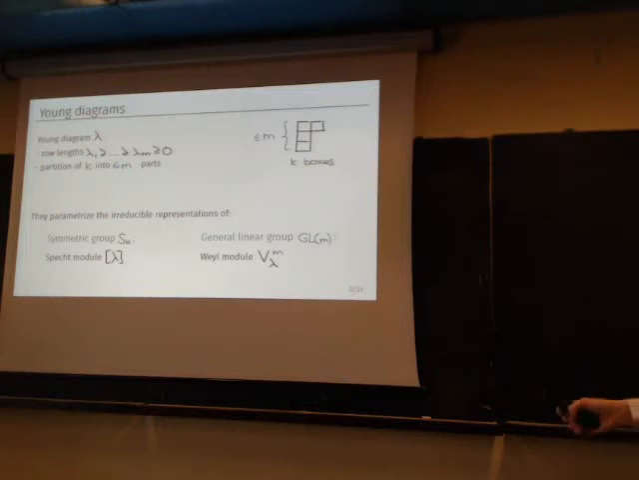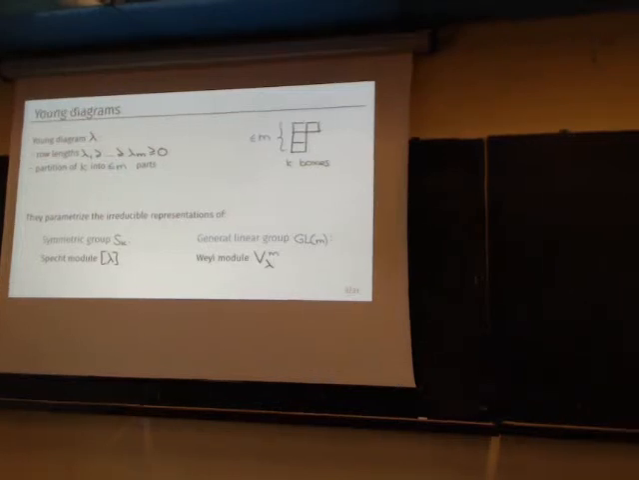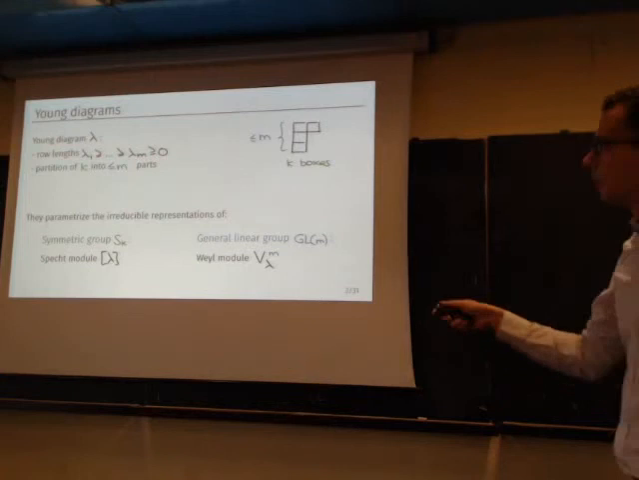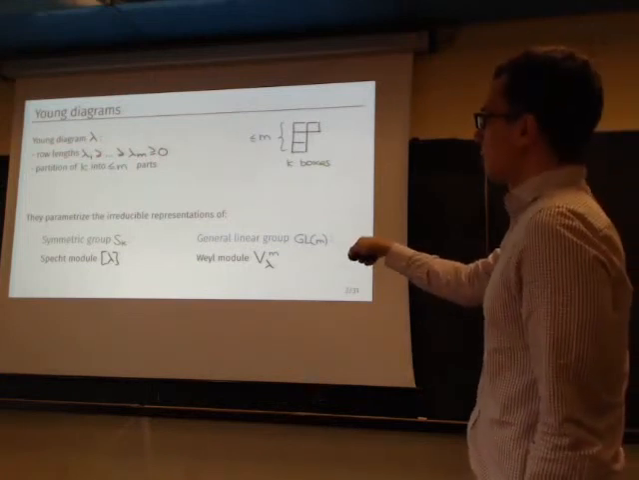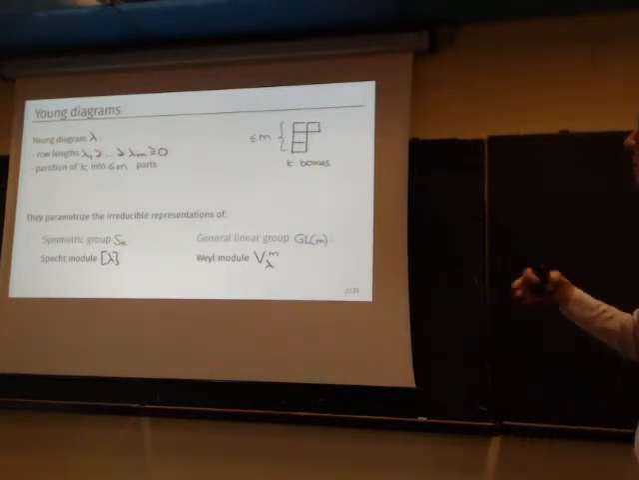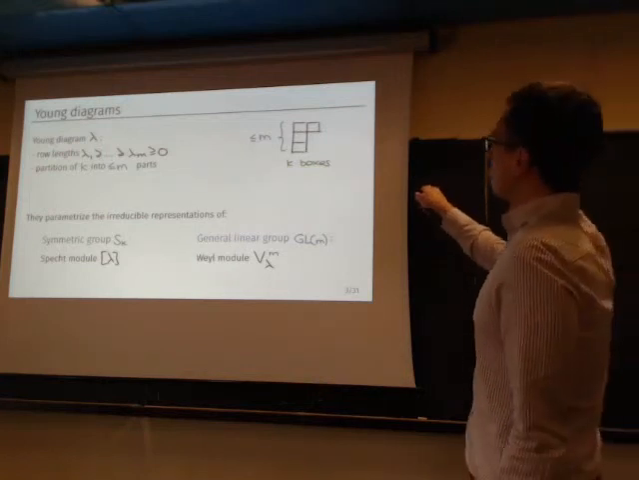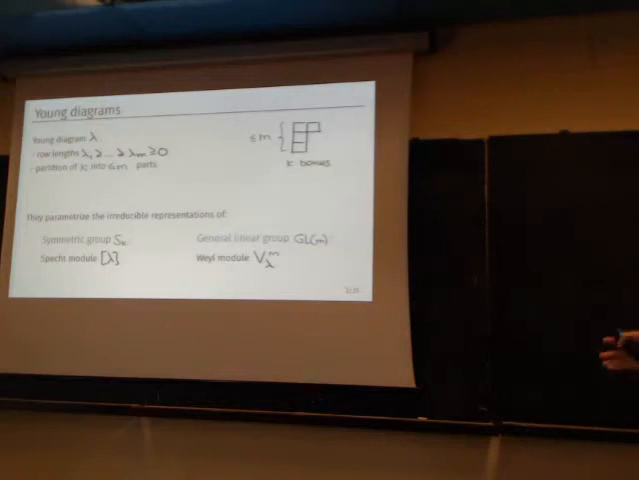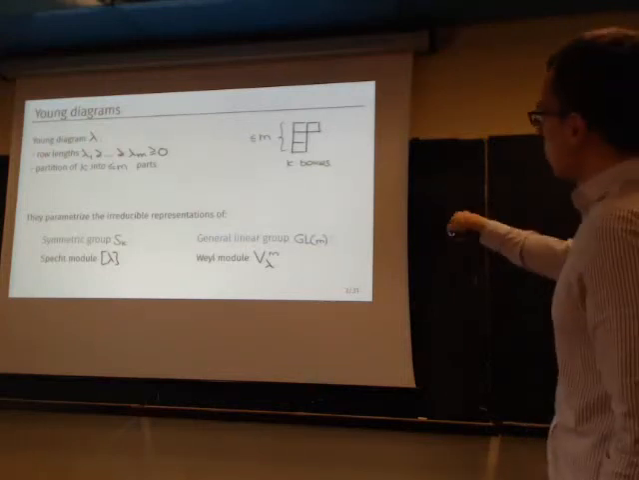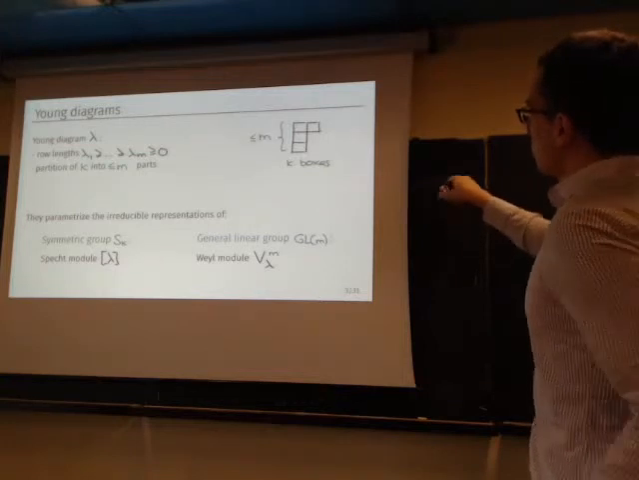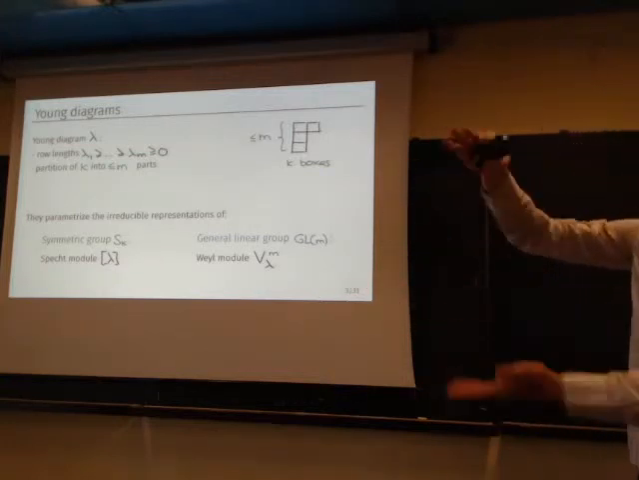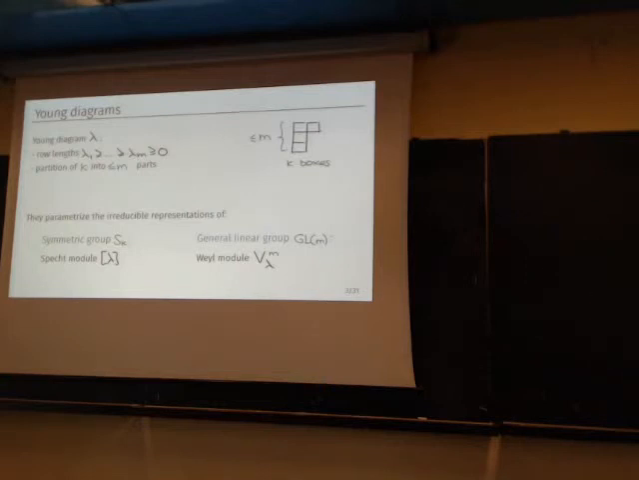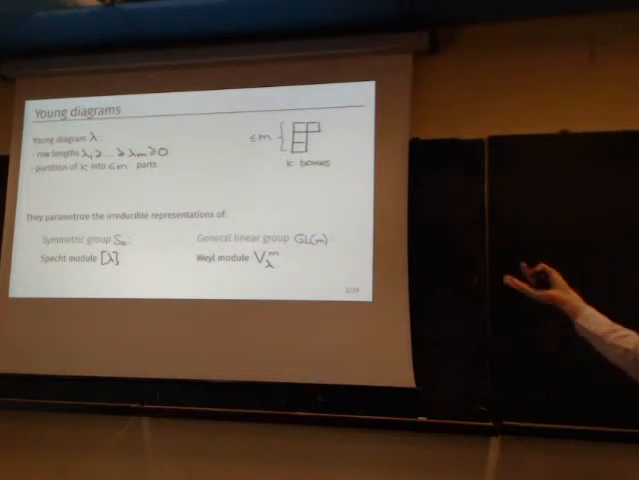The reason why they're interesting in this talk is that they parameterize 2 interesting things. They parameterize the irreducible representations of the symmetric group, namely the symmetric group of k elements. Its irreducible representations are called Specht modules, and they are labeled by Young diagrams with k boxes. On the other hand, all polynomial representations of the general linear group are also labeled by Young diagrams, but now if the general linear group is GL(m), then we look at Young diagrams with at most m rows, but the number of boxes is k. These are called Weyl modules, labeled by lambda, the highest weight.